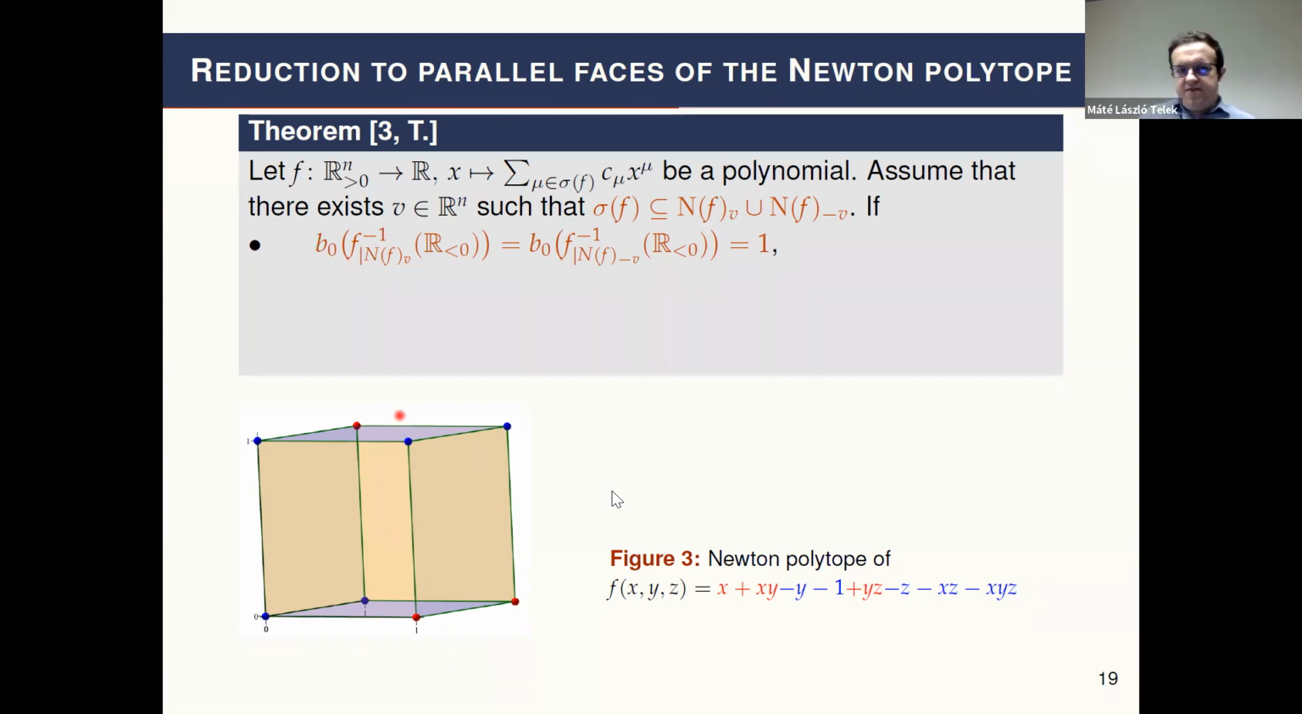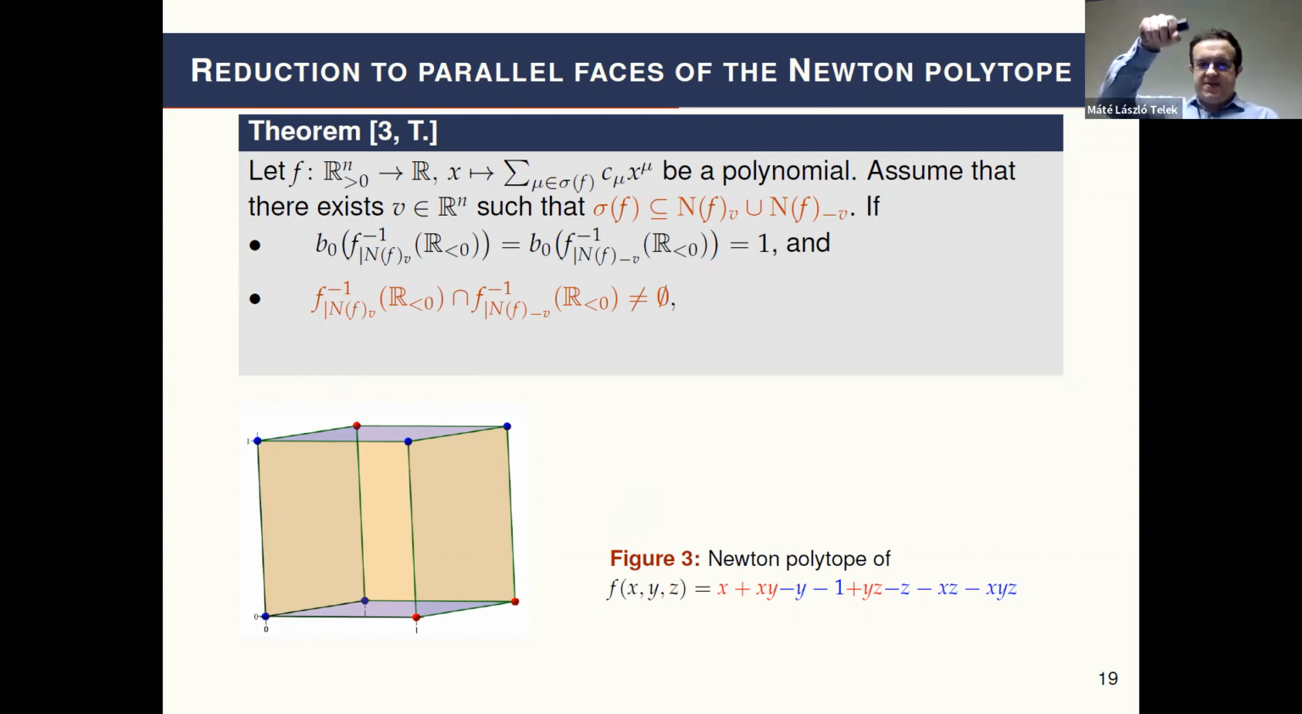If you look at the picture, the top face satisfies this property because here we have a strict separating hyperplane, and so does the face at the bottom. The second assumption I need is that the intersection of these two preimages is non-empty. In practice, it could be hard to verify this, but if you are lucky and you have an edge between the two parallel faces such that the vertices of this edge correspond to negative exponent vectors, then this intersection will be non-empty. So it's sort of easy to check. And if all these assumptions are satisfied, then the preimage of the negative real line under F is connected.